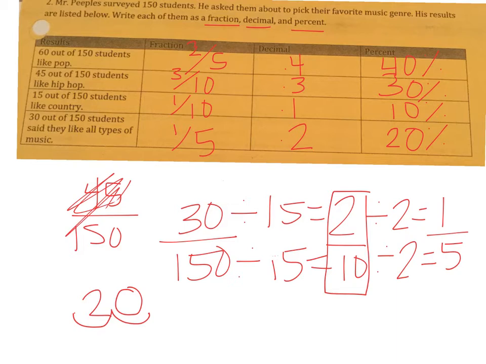Now, since we surveyed all of the 150 people, all of my percents should add up to 100%. So let's make sure that's right. And if it is, that means we did everything correctly. So if I was to add all of these up, 0, 0, 0, 0 is 0. And 4 plus 3 is 7, plus 1 is 8, plus 2 would be 10, so we have 100%, so we did everything perfect.